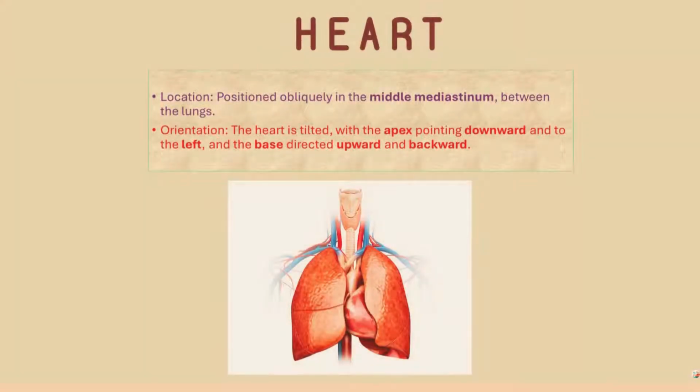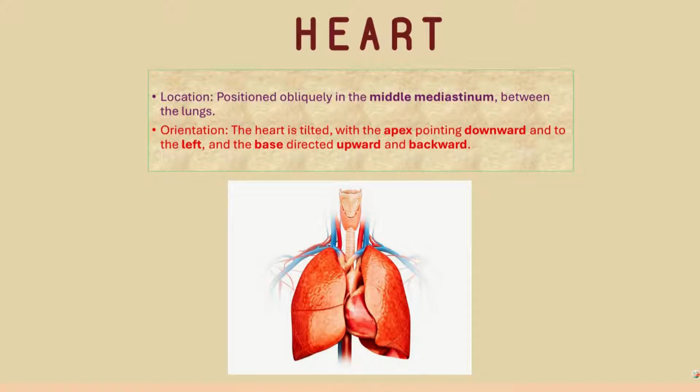Cardiovascular Anatomy Part 2. Heart. Location of the heart. The heart is positioned obliquely in the middle mediastinum between the lungs. What does it mean? It means the heart is present between the two lungs in the middle mediastinum and it is positioned obliquely. Obliquely means it is slightly tilted toward the left.